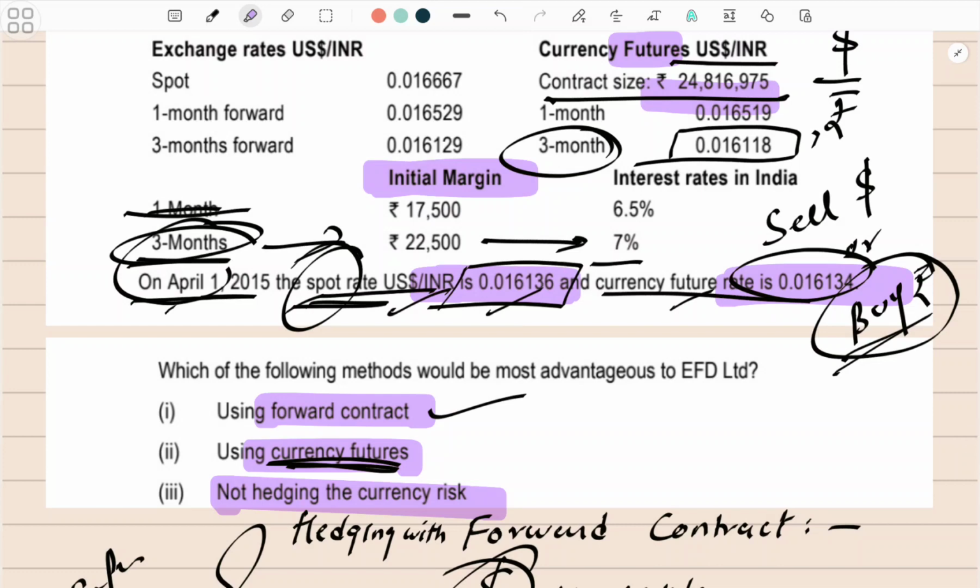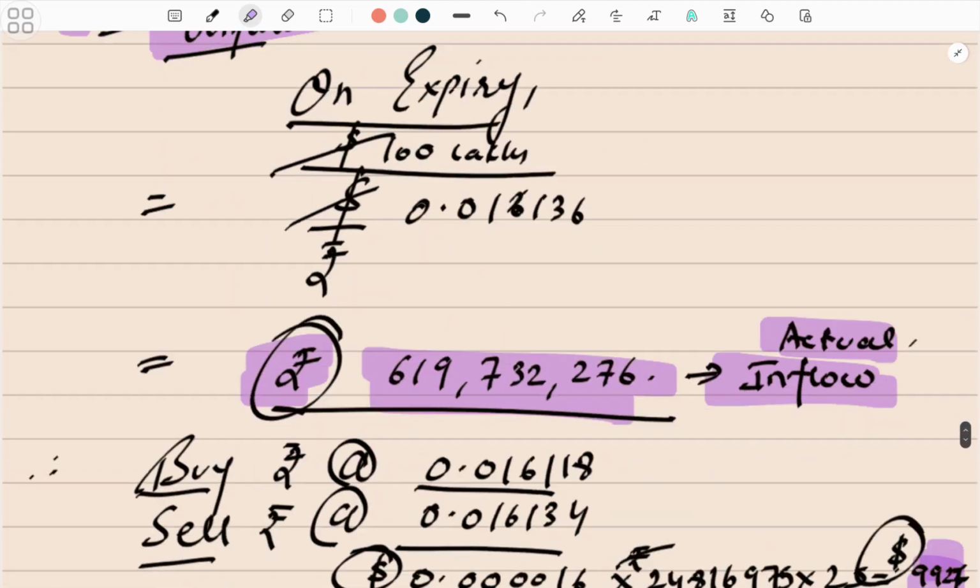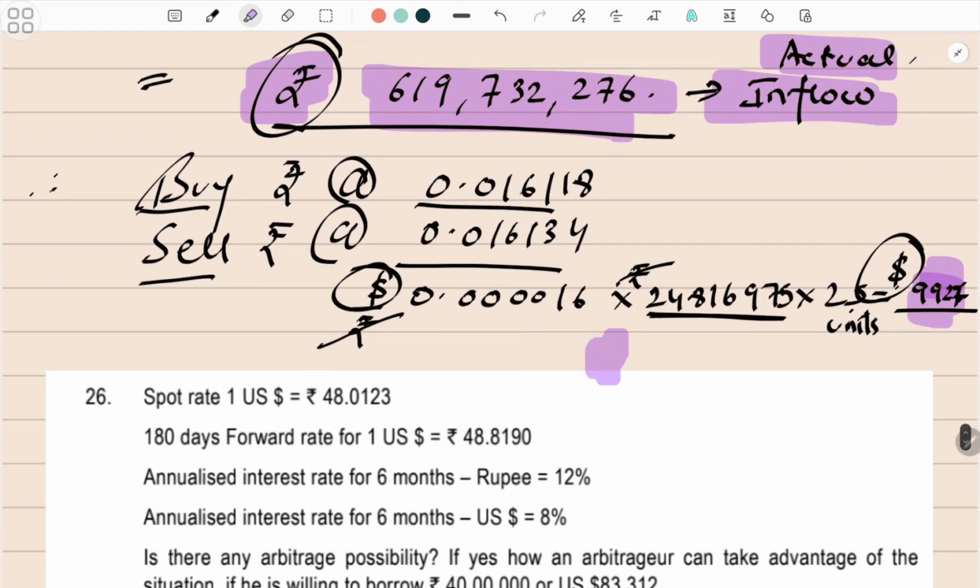So these are dollars and I have a quote of rupee, so I have to divide. So 9926.79 divided by 0.016136 gives me 6,15,195.2. So the rupee equivalent gain is equal to 6,15,195.2. So 195 itself, but rupee, very important, rupee.